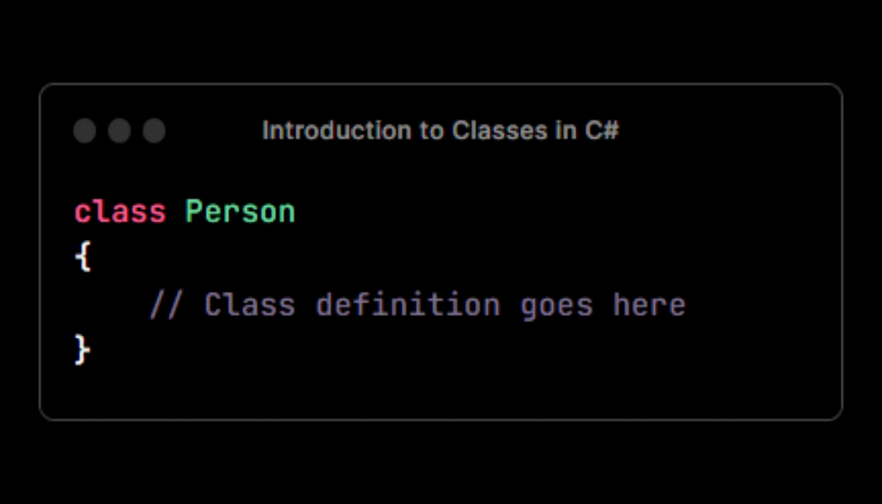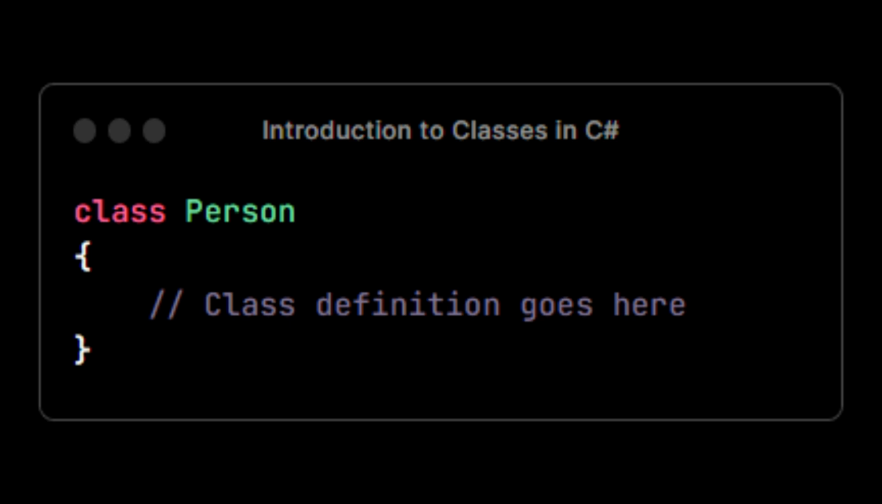Introduction to classes in C#. Classes in C# are the building blocks of object-oriented programming. They provide a blueprint for creating objects that encapsulate data and behavior. Classes can have constructors, destructors, methods, and variables. They allow for code reusability, maintainability, and modularity.